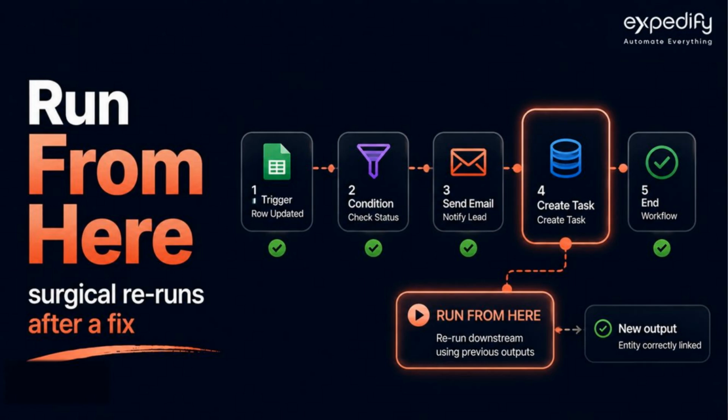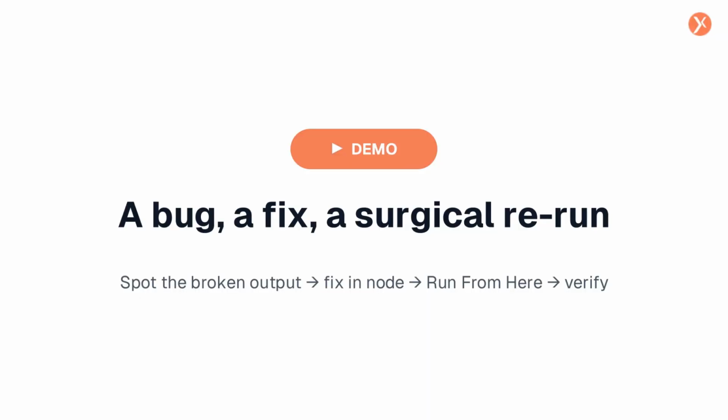Today, we'll walk through a practical scenario, fixing a bug in a workflow and verifying that fix efficiently. We'll use a familiar lead status change workflow to demonstrate how to correct an orphaned CRM task. The key is using Run from here to re-execute only the necessary nodes, reusing previous outputs and saving valuable time and resources. Our demonstration focuses on a common scenario: identifying a bug, applying a fix, and performing a surgical rerun.